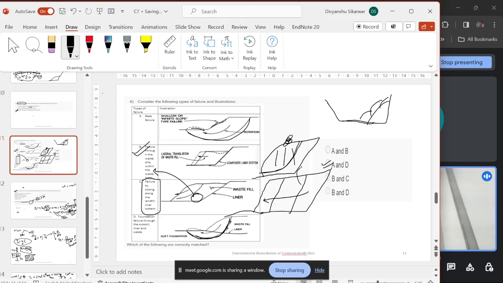Like this is the failure plane. Right? Failure by sliding along the landfill liner system. This is along the landfill liner system. So if we see, this diagram should be for this. Okay. So in that sense.